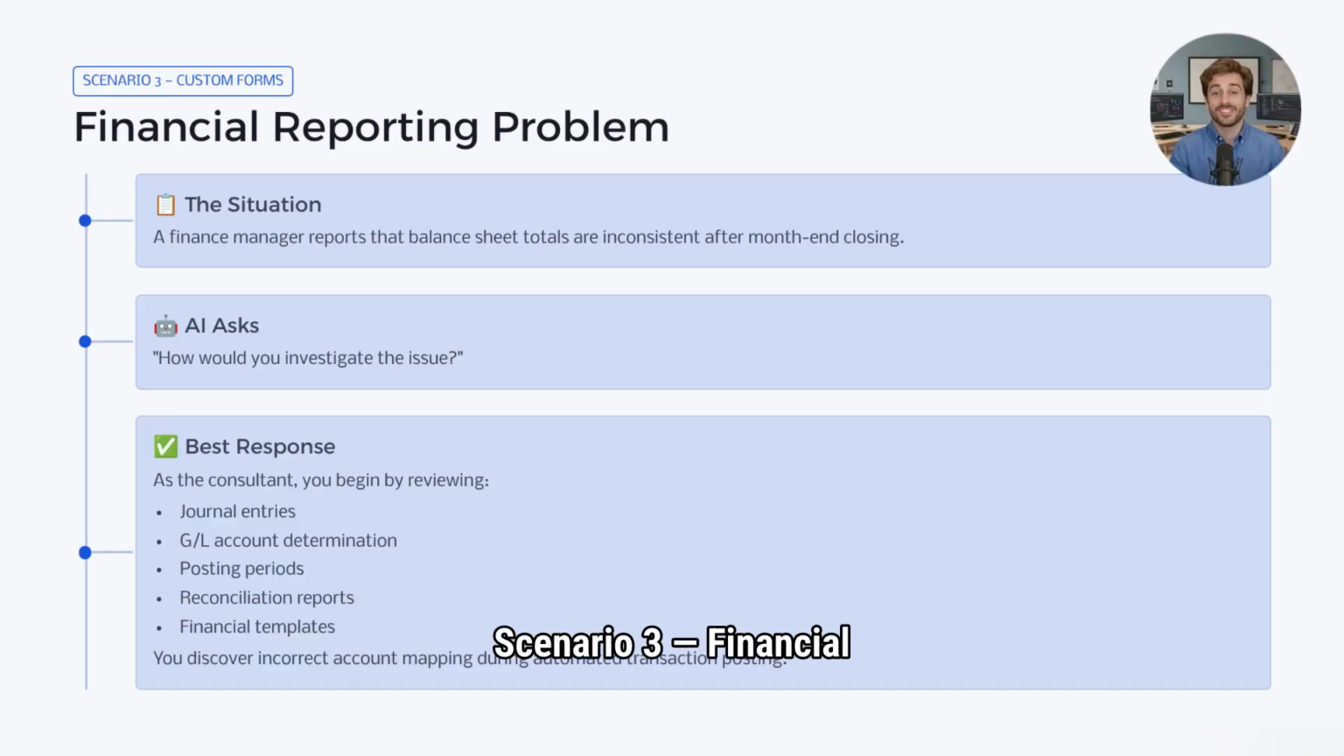Scenario 3: Financial reporting problem. A finance manager reports that balance sheet totals are inconsistent after month-end closing. The AI stakeholder asks, how would you investigate the issue? As the consultant, you begin by reviewing journal entries, G/L account determination, posting periods, reconciliation reports, and financial templates. You discover incorrect account mapping during automated transaction posting.